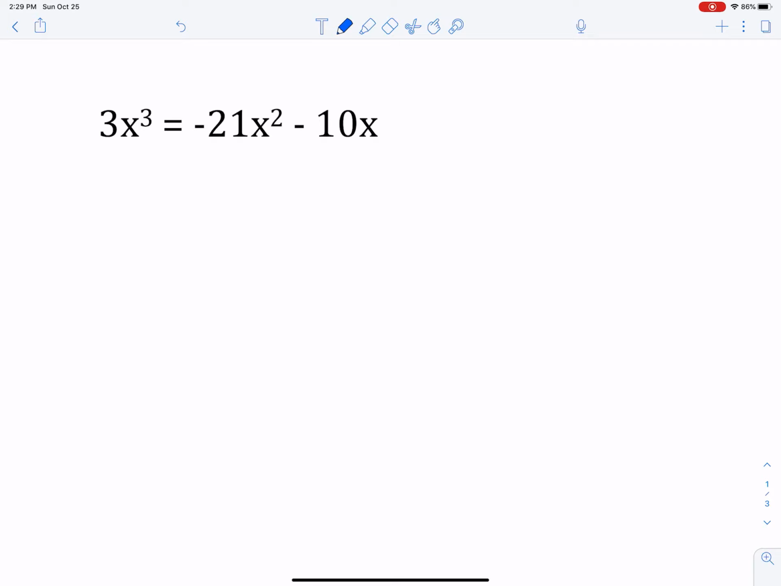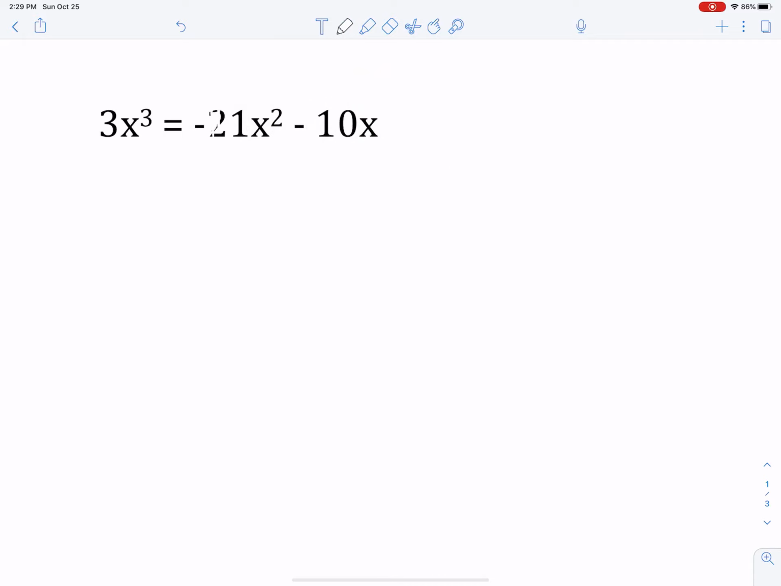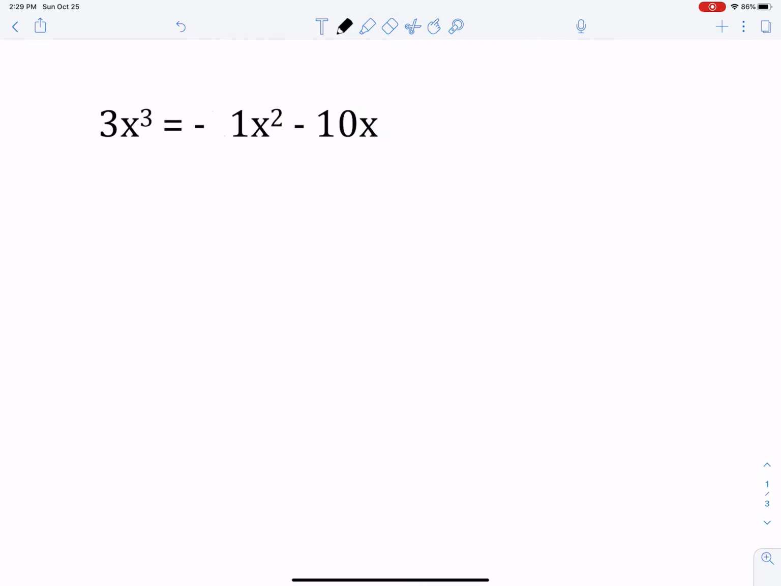To begin with, on our next problem, I need to make a typing correction. Instead of minus 21x squared, that was supposed to be 11. So let's change that and make it minus 11x squared there. That was just a typing error on my part to begin with.